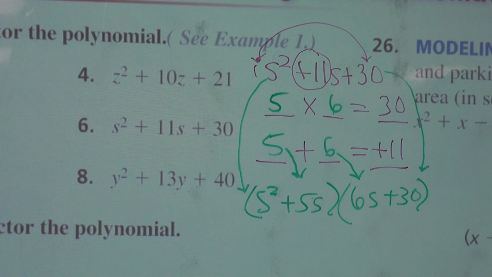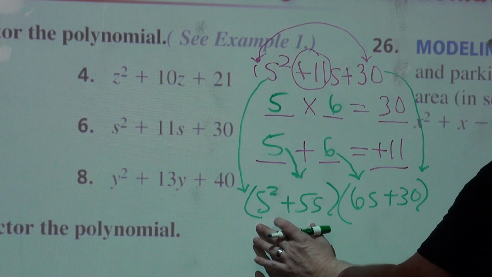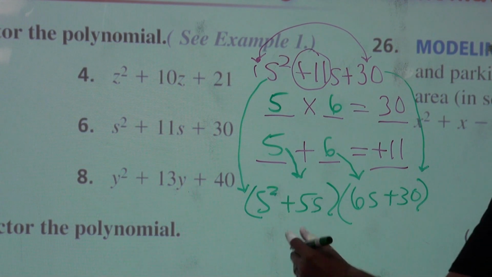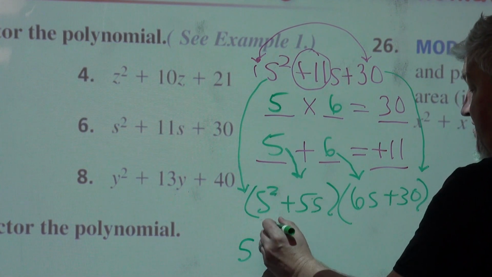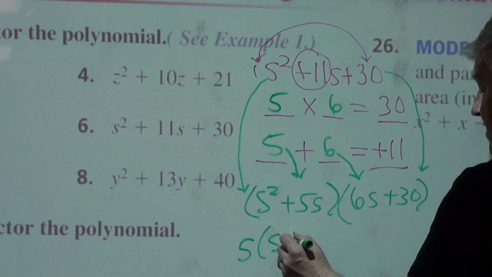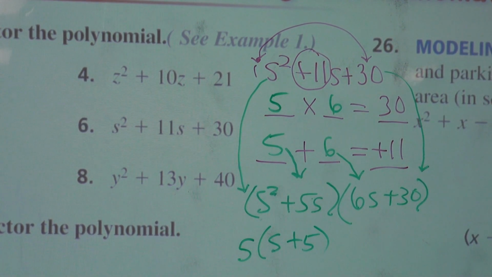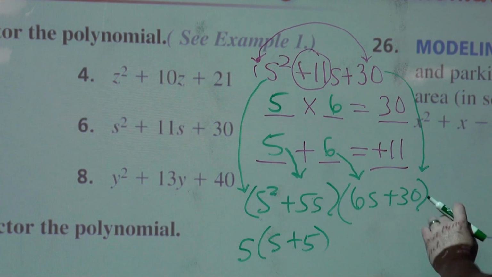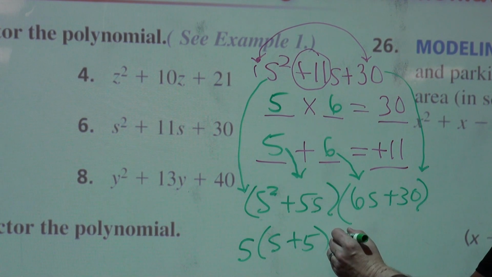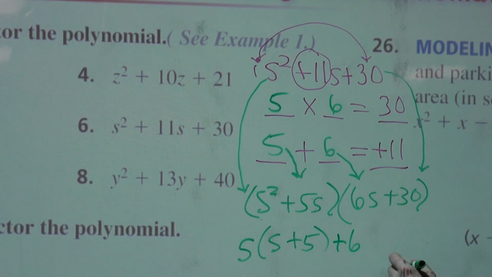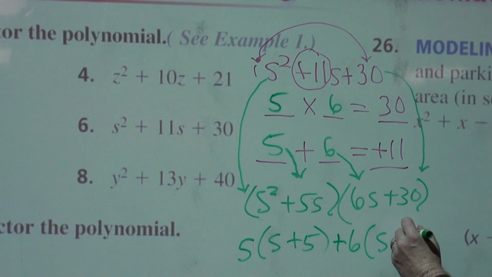The next step is you factor both of those parentheses, right? So this one is s squared plus 5s. Hopefully you can see the common term between those is the letter s. So we pull out the s, that leaves me with s plus 5. Over here, the greatest common factor between 6s and 30 is just the number 6. Please add the sign, it's a positive number, plus 6, and then leaves you with s plus 5.